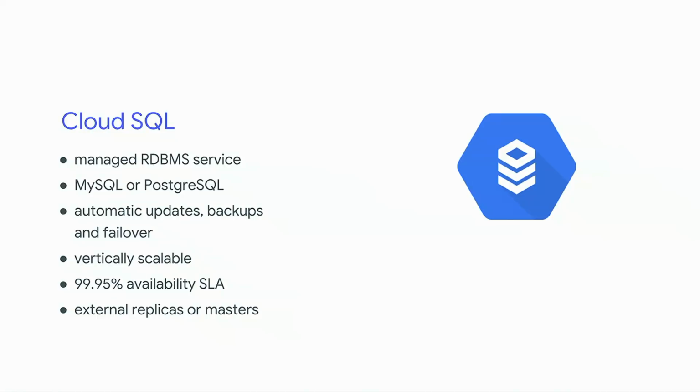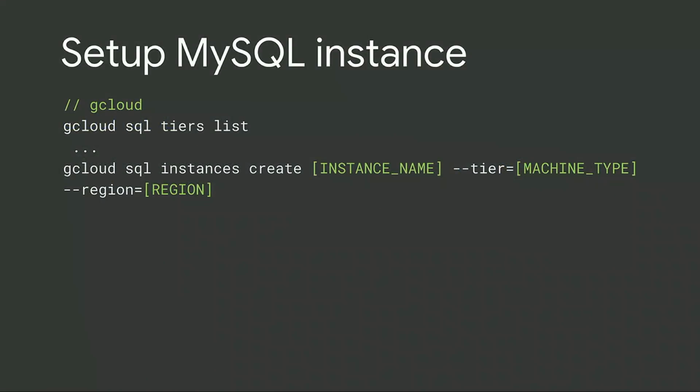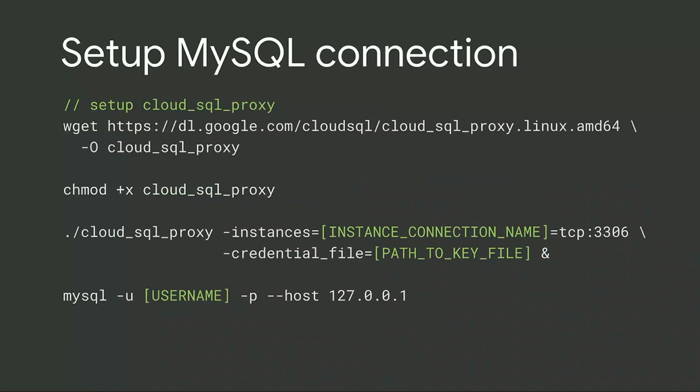It is vertically scalable, so you can change your node size throughout the lifecycle of your application. And you have things like a 99.95 SLA. So how do we create a MySQL instance? Again, very straightforward: gcloud sql instances create. You give it a name, you say the tier, which is basically the size that you want to use, and the region where this Cloud SQL instance is created.